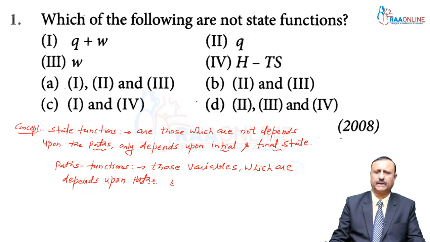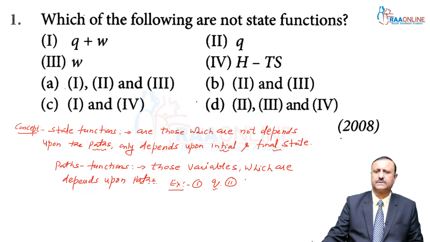For example, my dear students, number 1 is Q, heat. If you walk 1 kilometer, the consumption of heat in 1 kilometer is Q1, and the consumption of heat in 2 kilometers is Q2. Q2 is greater than Q1, which means it depends upon the distance, it depends upon the path. So heat is a path function, not a state function.